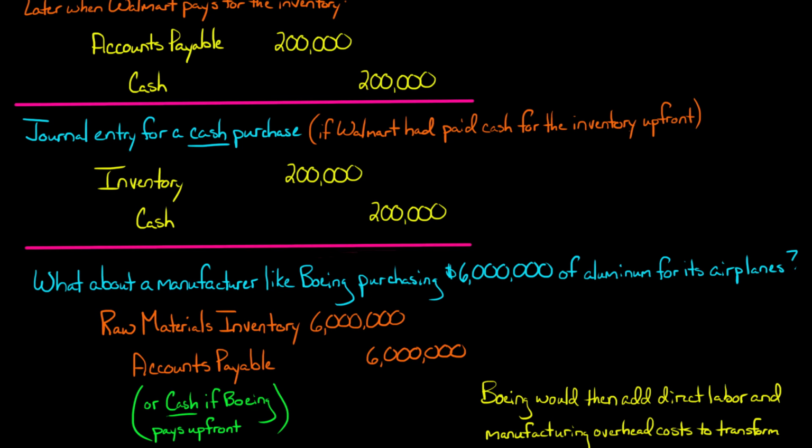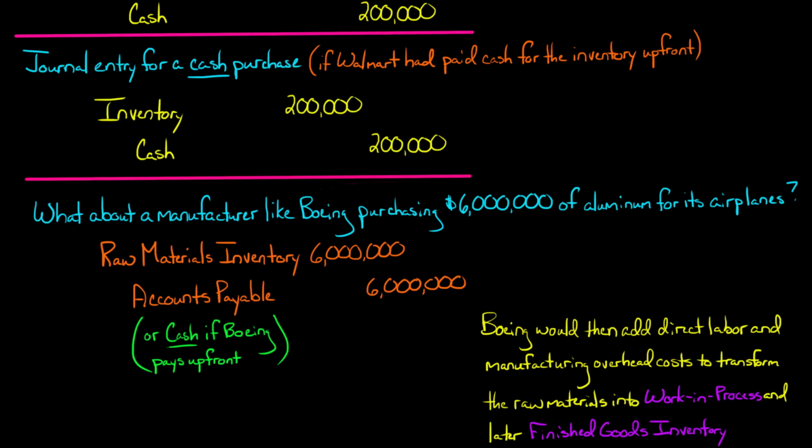And Boeing is going to have actually 3 different types of inventory. So they're going to start with raw materials, and then as they apply direct labor, some manufacturing overhead costs, and start working on that aluminum, and they get a partially constructed airplane, they're going to have work in process inventory, and then ultimately finished goods inventory when the airplane is ready for sale. I've got other videos on that, my managerial accounting playlist. I don't want to go into that right now. It's beyond the scope of this video.